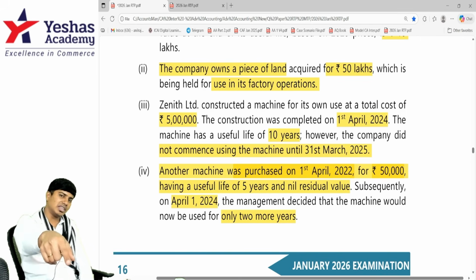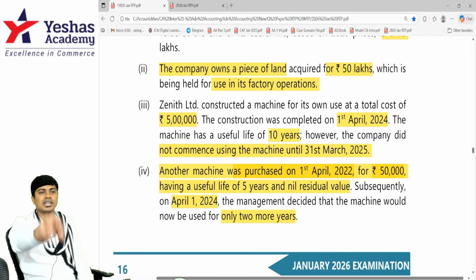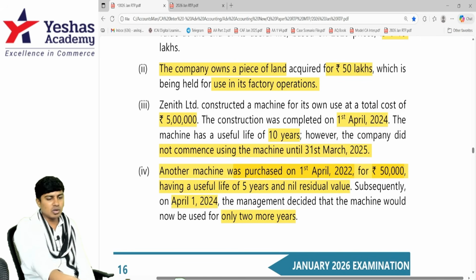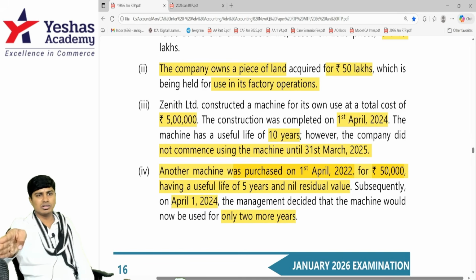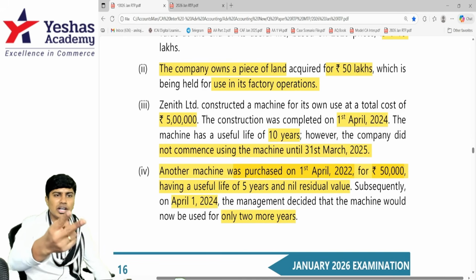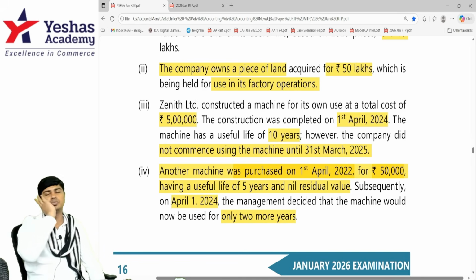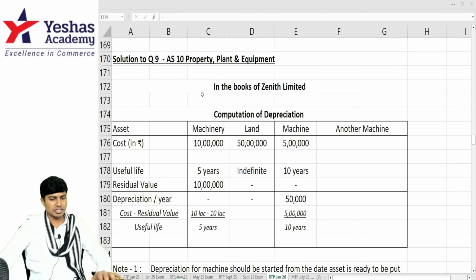They're asking for depreciation for 31st of March 25. So that 30 has to be depreciated. They're telling only 2 more years. 30 should actually have been depreciated as 10, 10, 10 over 3 years, no? But they're telling the remaining useful life is only 2. So 30 divided by 2, 15,000 is the depreciation. I'll explain.